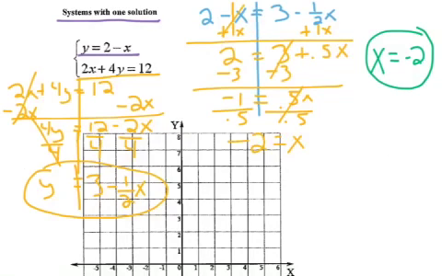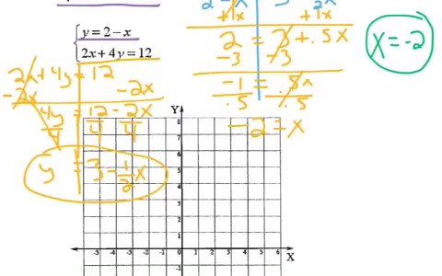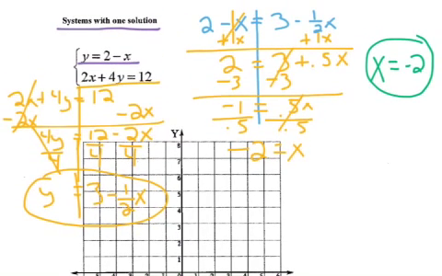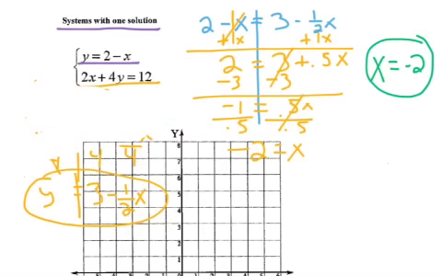However, you're not necessarily done yet. The question might ask you to find your ordered pair, and you could do that by plugging in this x value into either equation to find your y value, or you could graph it, which I'm going to show you that method right now. So I'm going to erase all this other information just so we can see the graph.